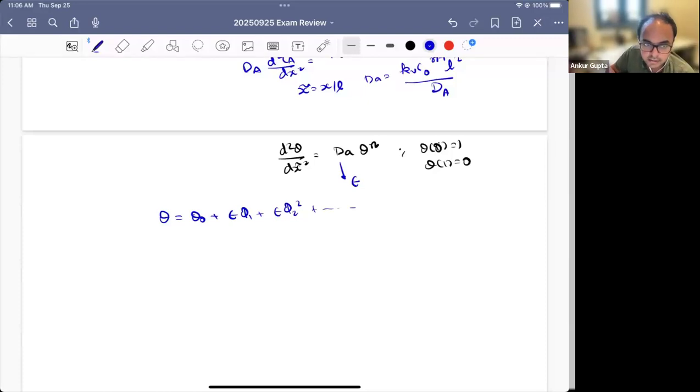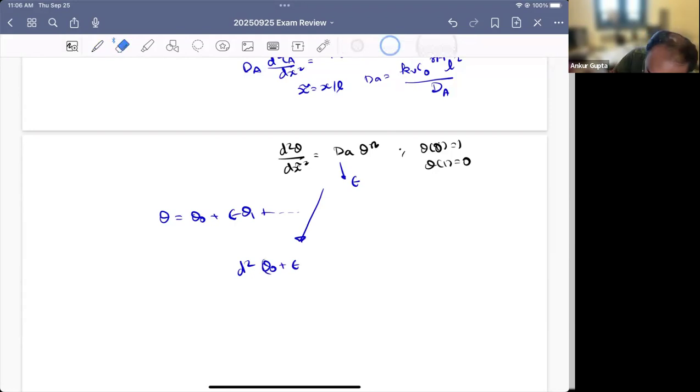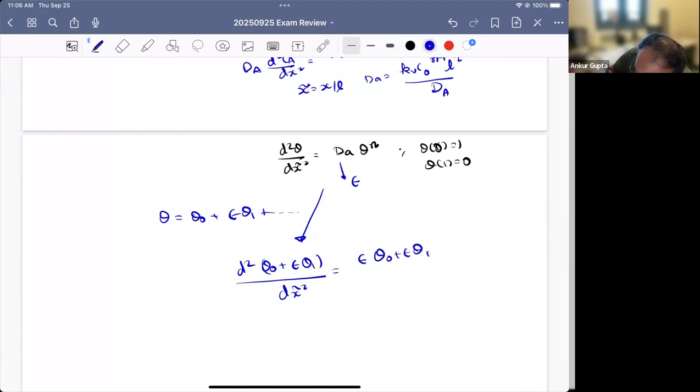As I have said in class, you will not get anything beyond first order correction, so let's just stick to that because it can take long. You can always expand more. Now, always remember, we also do it for the boundary conditions. It's not just the expansion. So in the governing equation, this becomes d square of theta naught plus epsilon theta 1 by dx tilde square is equal to epsilon times theta naught plus epsilon theta 1 to the power of n, right?